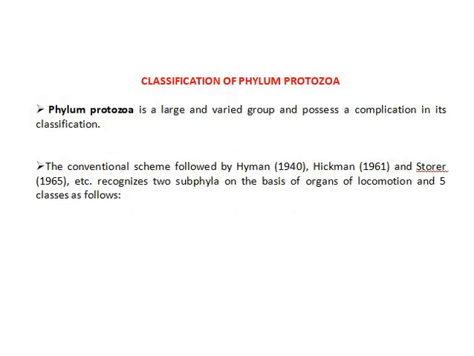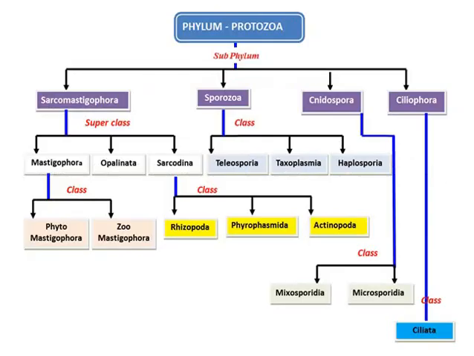The classification of phylum Protozoa: it is a large and varied group and possesses a complication in its classification. The conventional scheme followed by Hyman 1940, Hickman 1961, Storer 1965 etc. recognizes two subphyla on the basis of organs of locomotion, and 5 classes, as follows. So this is the flow chart of Protozoa classification details of the phylum.